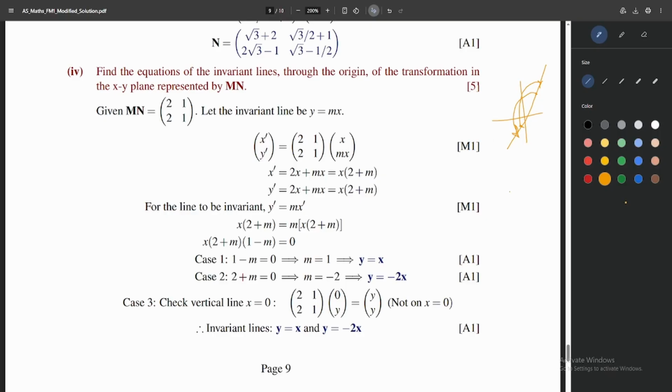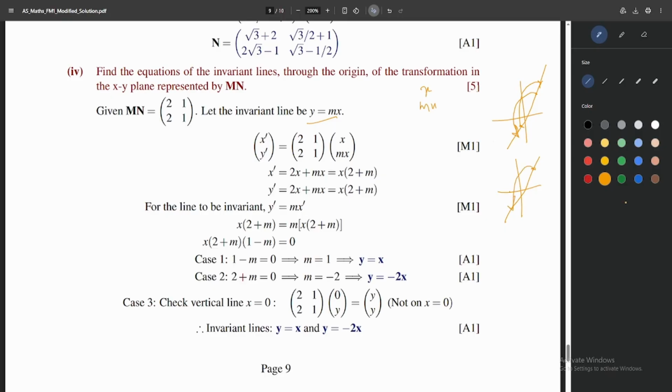So how do we do this? Firstly, we recognize that the equation of this line is y equals mx, since it's a straight line through the origin. Then if we let x be the x coordinate, the y coordinate must be mx. So the point we're going to transform is x, mx. We multiply the matrix MN with x, mx, and we get this. This is our transformed point.